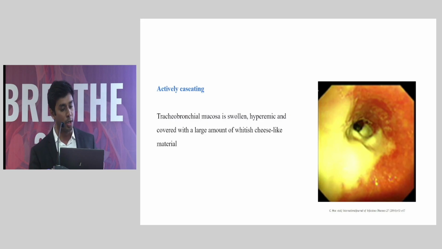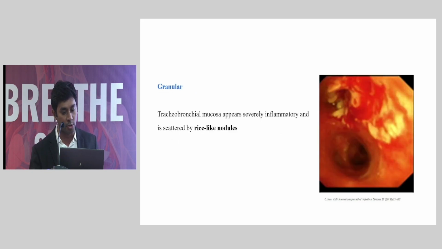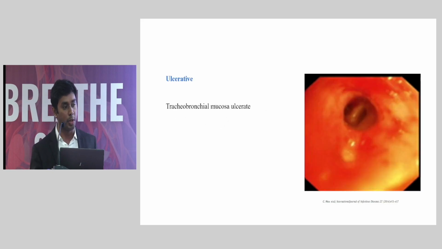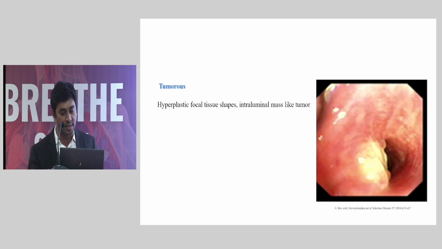One important thing which can immediately give you a clue that you're dealing with an endobronchial TB is the caseating type. If you see a bronchus like this with a lot of caseation, then probably these are the endobronchial TB variants which can go on to a stenosis. Sometimes you can have a granulation tissue like this. You can have a tracheobronchial mucosa which is filled with rice-like granules. Sometimes you can have an ulcerative variety where there is tracheobronchial mucosal ulceration. And there can be a tumorous form of endobronchial TB.